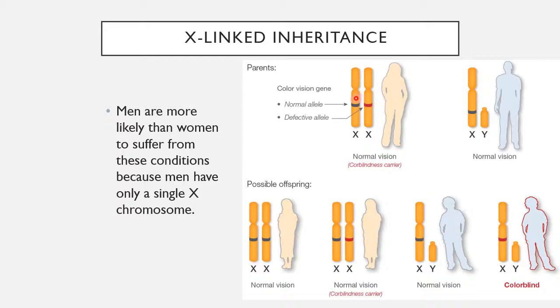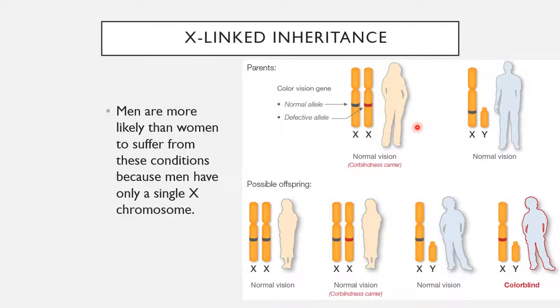Now, the normal vision allele here is dominant, and so she comes out with normal vision, but she is carrying that color blindness gene. The male has one copy of a normal vision gene on his X chromosome. There is not a location for that gene on the Y chromosome. It's not as big as the X chromosome, and it does not have all the genes that the X chromosome has. So he only has one copy of that X chromosome gene. In his case, he has a normal copy, so he has normal vision.